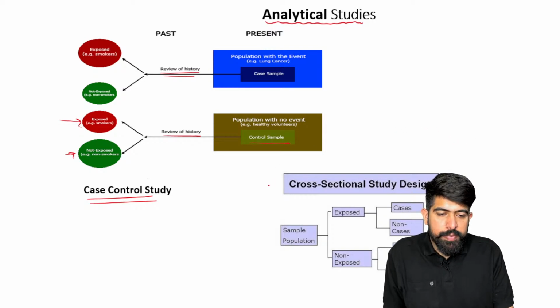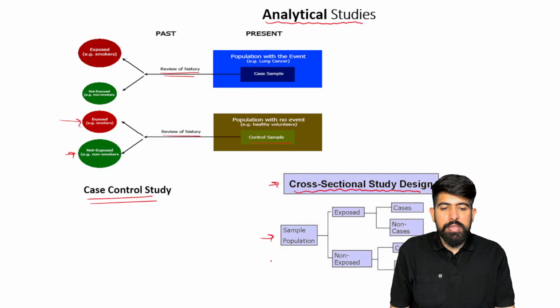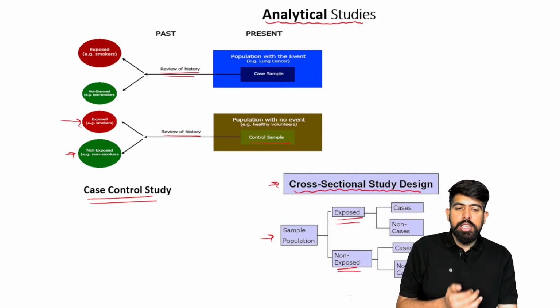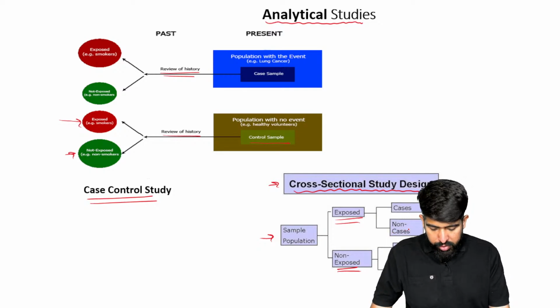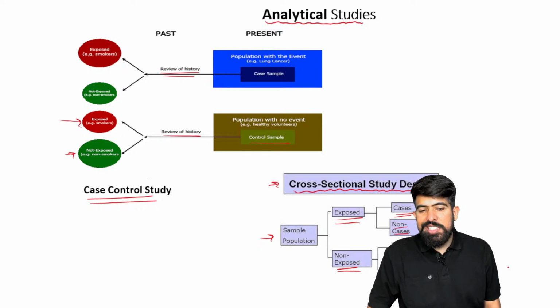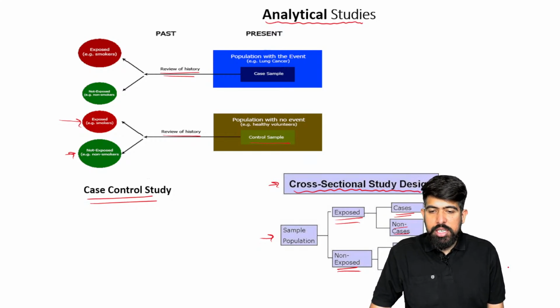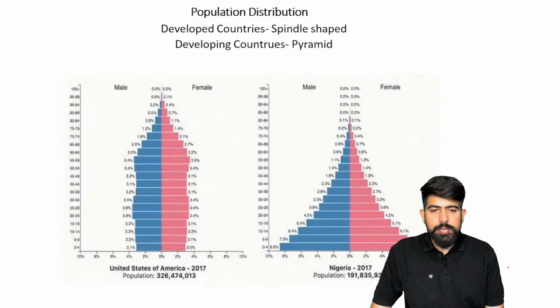Then we have the cross-sectional study design. In the cross-sectional study, we take a sample of the population. Out of the sample, we divide into the exposed and the non-exposed, and then we divide the exposed into cases and non-cases, and the non-exposed into cases and non-cases. This is known as your cross-sectional study.